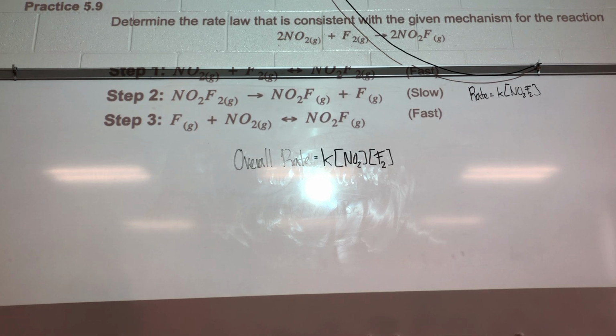I could see them doing that, giving you a graph. The arrows also should help, right? Because fast steps are always at equilibrium. We only have 5 minutes left.